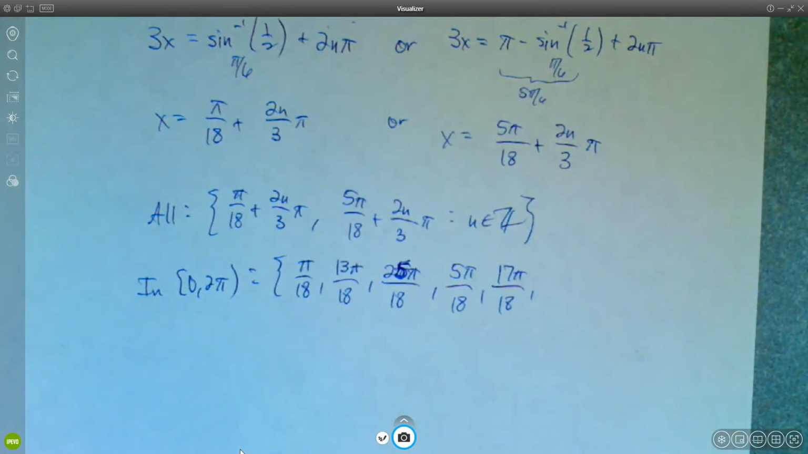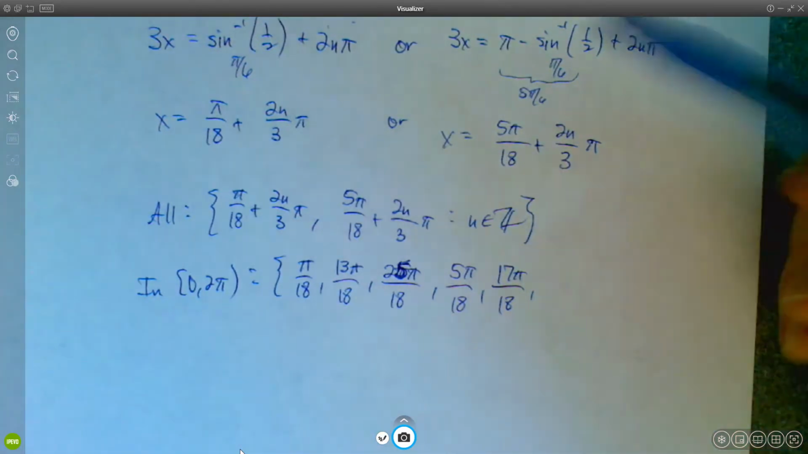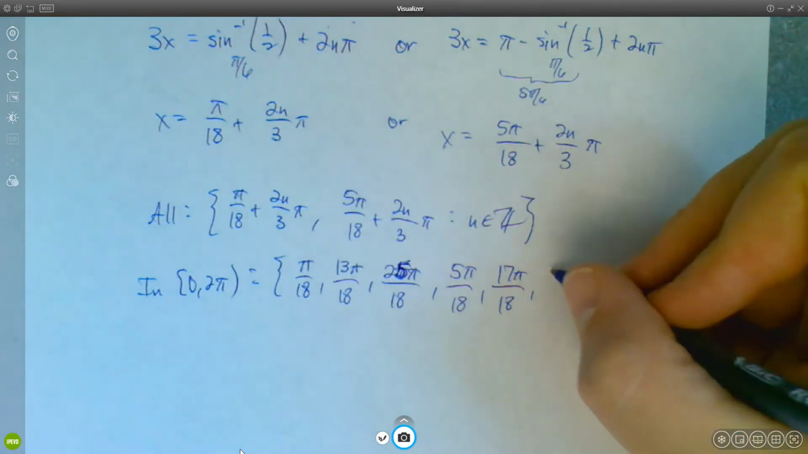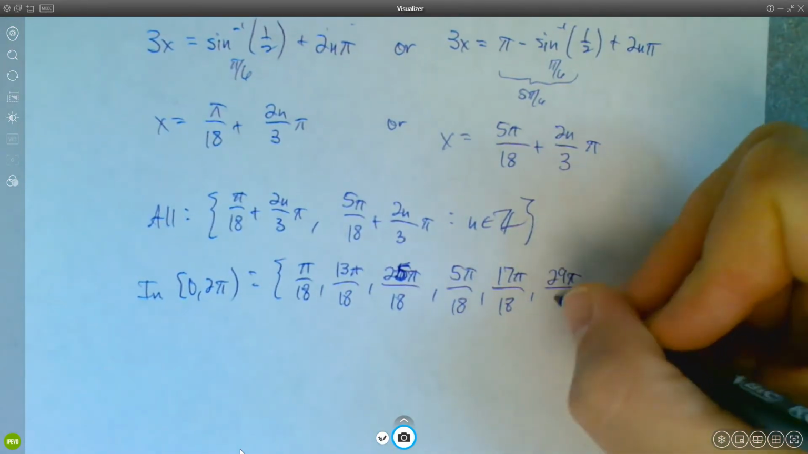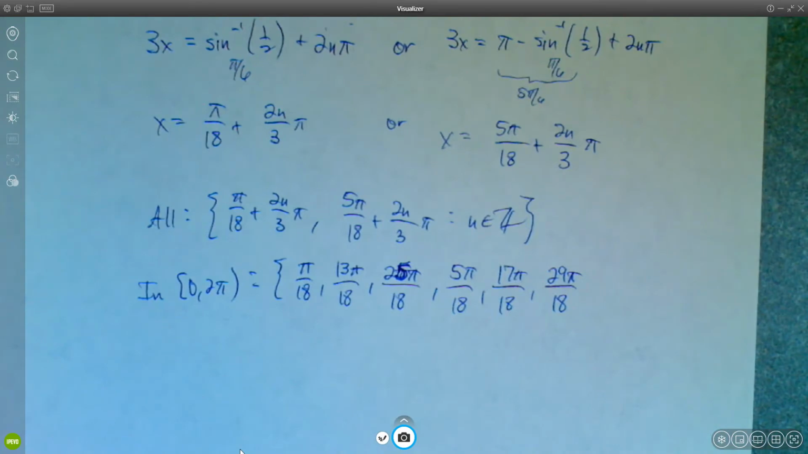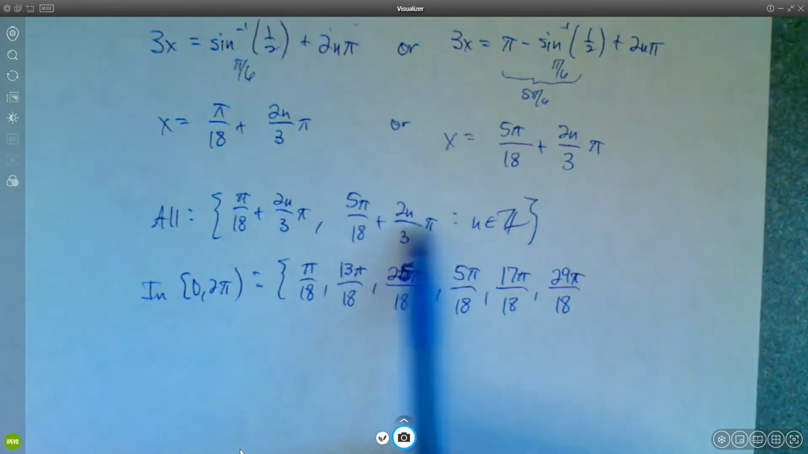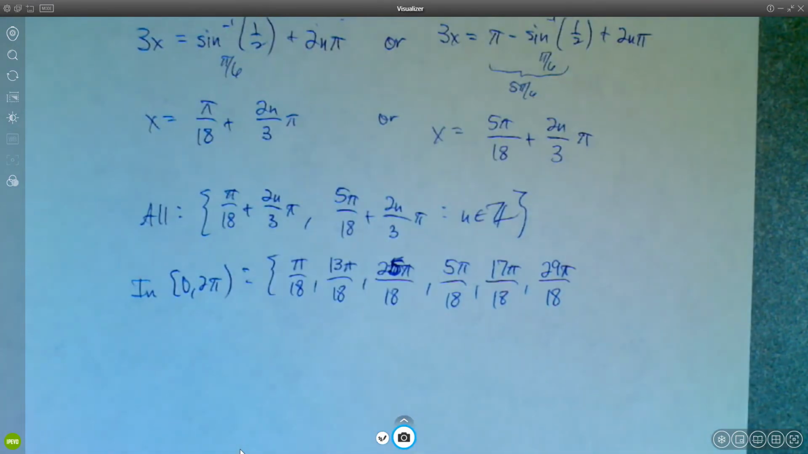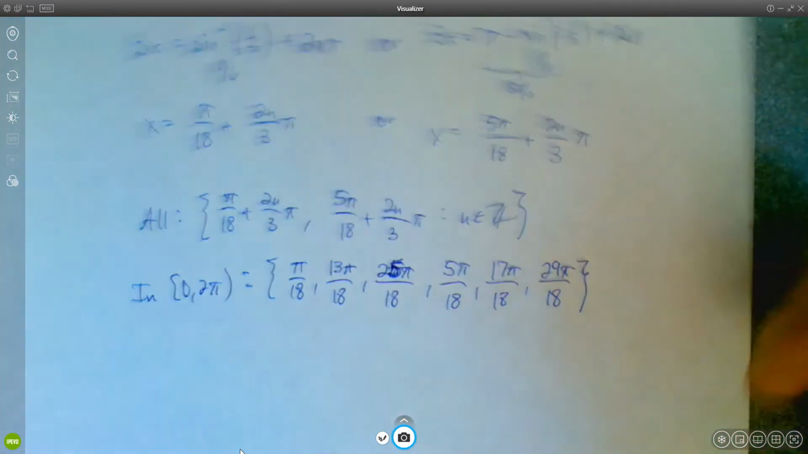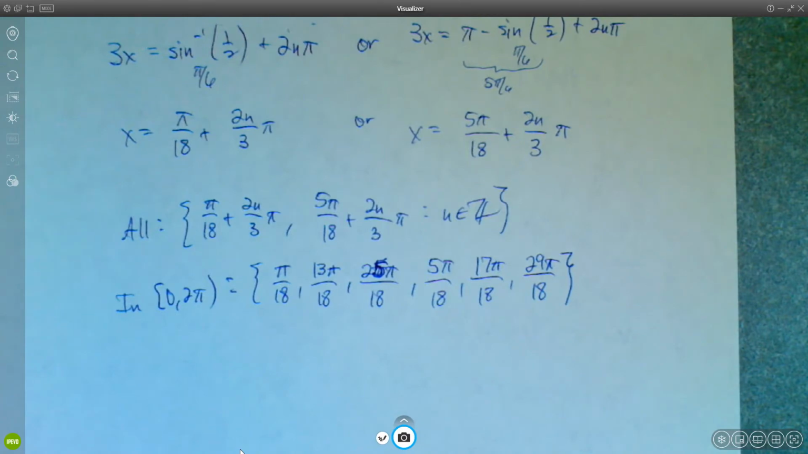If I plug in 2 for n, then I get 4 pi over 3 plus 5 pi over 18, and that makes 29 pi over 18. And then if I plug in 3 for n, I'll have 2 pi plus 5 pi over 18. That's bigger than 2 pi. Right, so those are the solutions that I get. So notice that I have 6 solutions here that live between 0 and 2 pi.